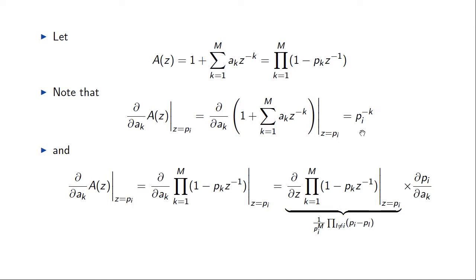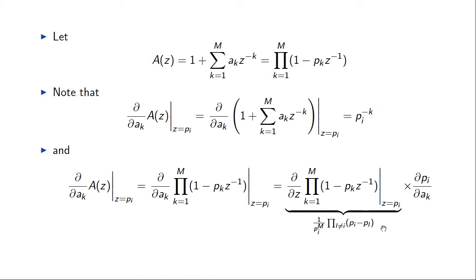But we could also take the derivative of the second term, and the way to do that, since we're taking derivatives with respect to a_k, we can use the chain rule. So we can first take the derivative with respect to z of p_k, or the pole position, and then take the derivative of the pole with respect to a_k using the chain rule. So taking the derivative of the second part using the chain rule gives us the derivative of this expression with respect to z evaluated at p_i times the derivative of the pole divided by a_k.